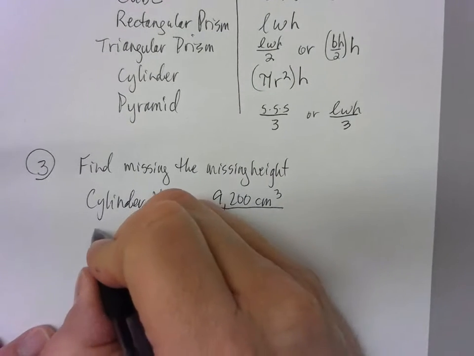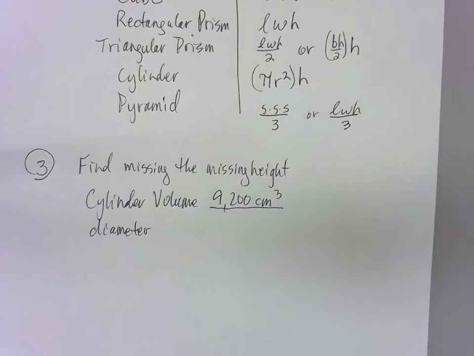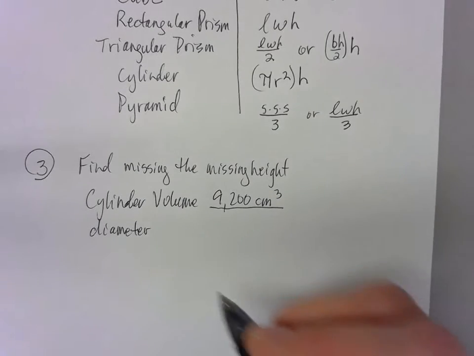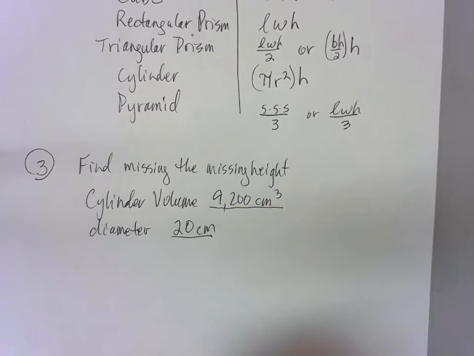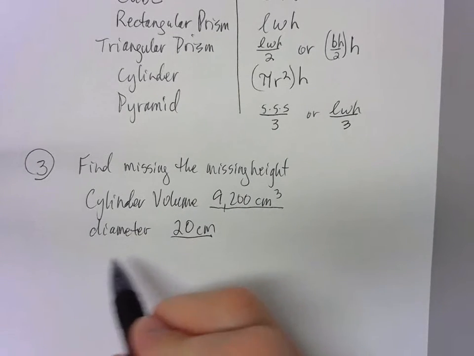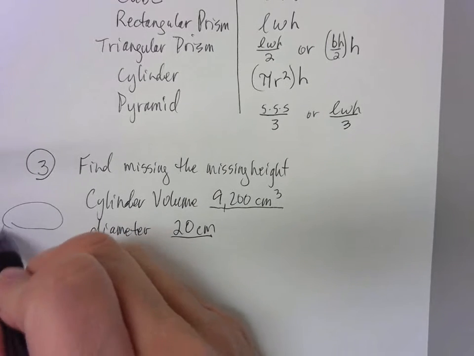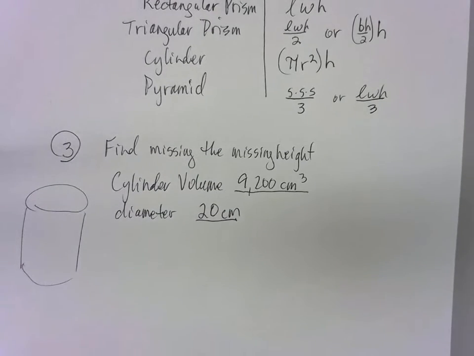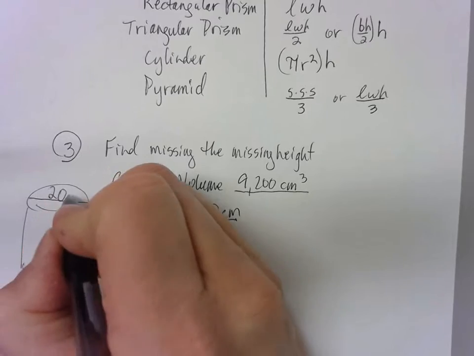Now, let's say we also know the diameter, because that makes it harder. If you know the diameter, it means you've got another little step you have to do. Let's say we know the diameter is 20 centimeters. Okie doke. So if you think about the cylinder, I'm just going to draw it over here to the side. Alright, so we've got our little cylinder shape over here. Beautiful artwork, I know. So if we know the diameter goes all the way across, that's 20 centimeters.